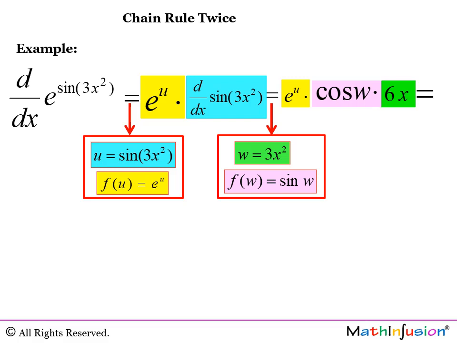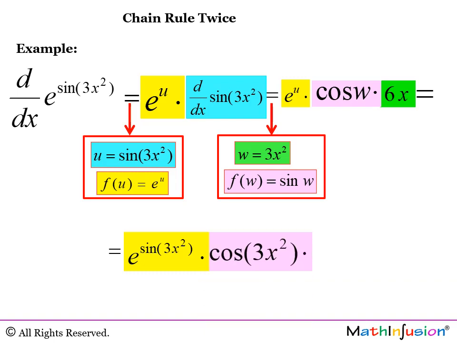The only thing left to do now is to express u and w as functions of x. You see that u is sine of 3x to the power of 2, and you can see immediately that w is 3x to the power of 2. And we get that.